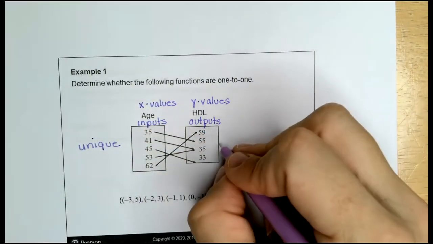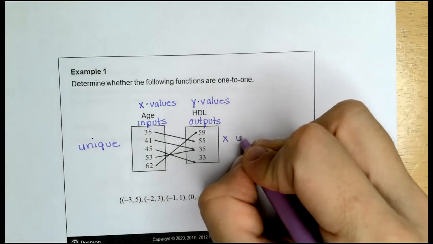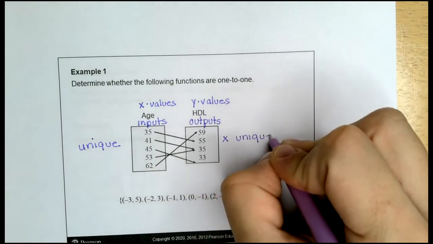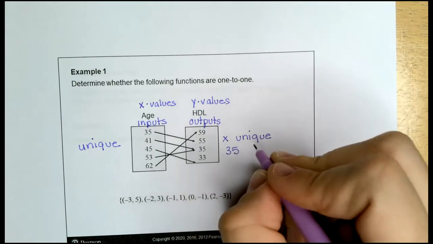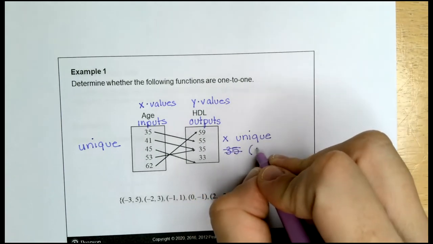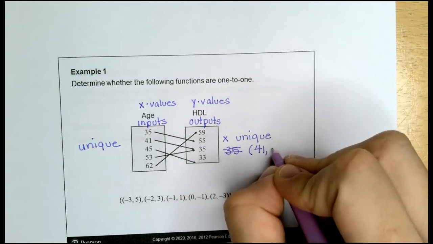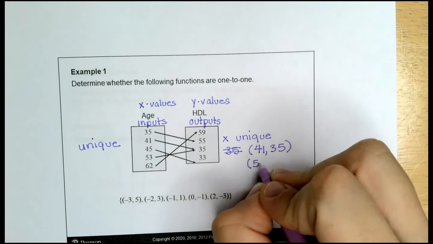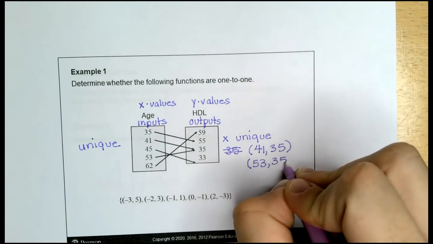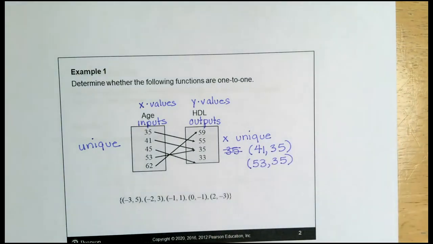However, over here, these are not unique. 35 is used with 41. 35 is also used with 53. Good. Each value does not have a unique Y value, so it cannot be a one-to-one function.